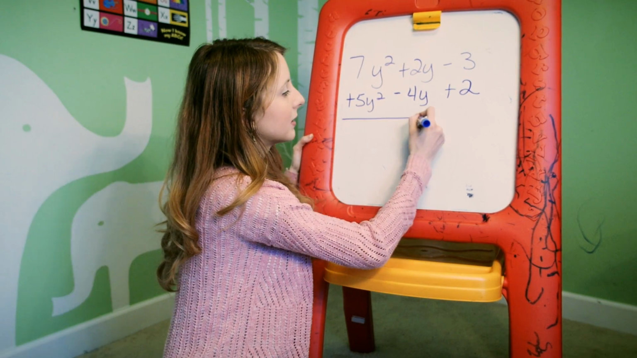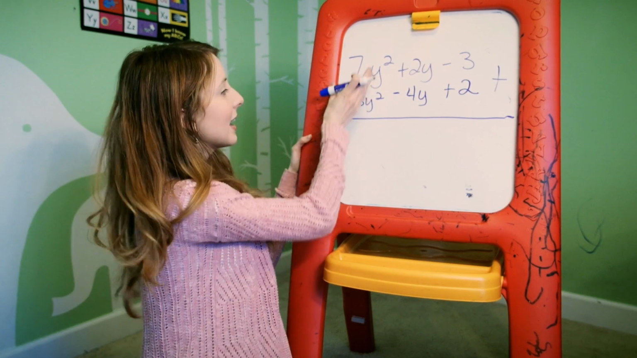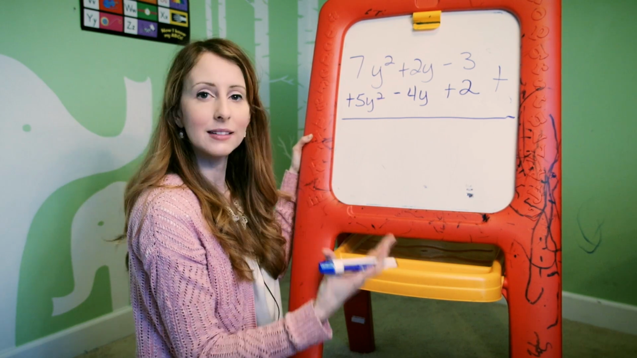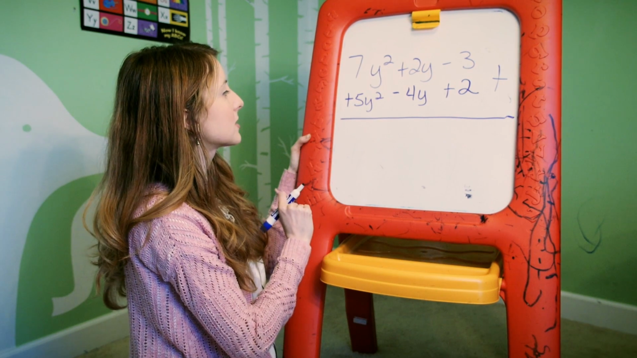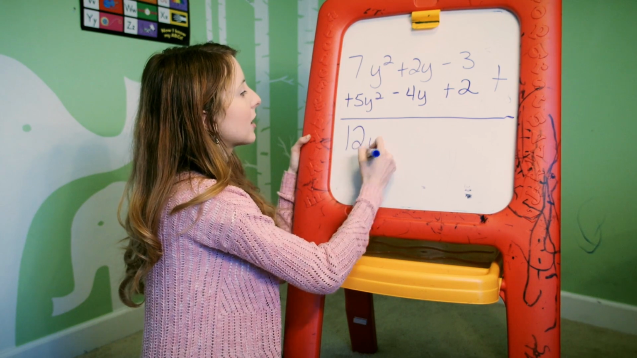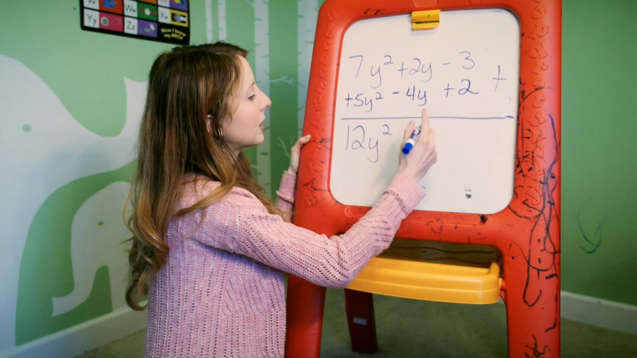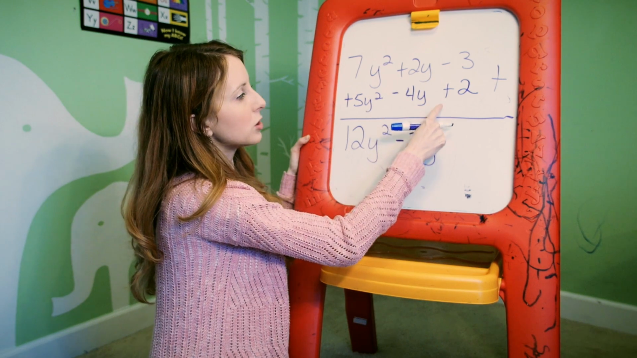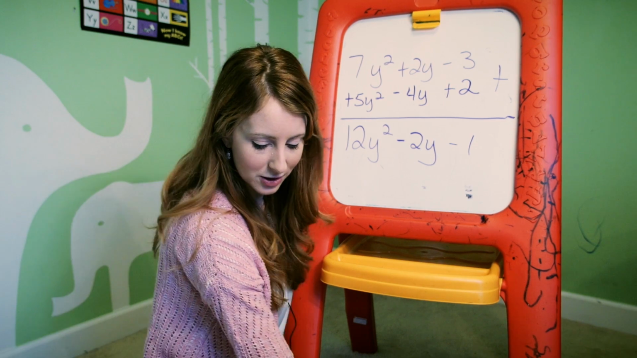Now, since I've already got it written where it needs to be, I can erase it right there. Write a big addition bar, a big plus sign there, and then essentially you just add your columns. Once you've got them lined up correctly in like term columns, you can add them. You do that by adding the coefficients. So 7 plus 5 is 12, so we've got 12y squared. +2 and -4 would come to -2y, and -3 plus 2 is -1. And there's your final answer once you've combined all the like terms.